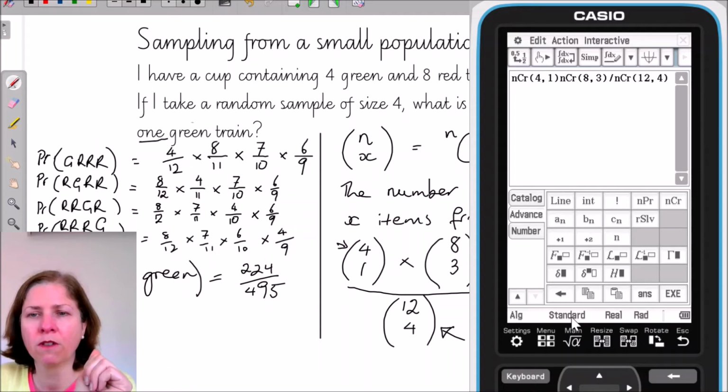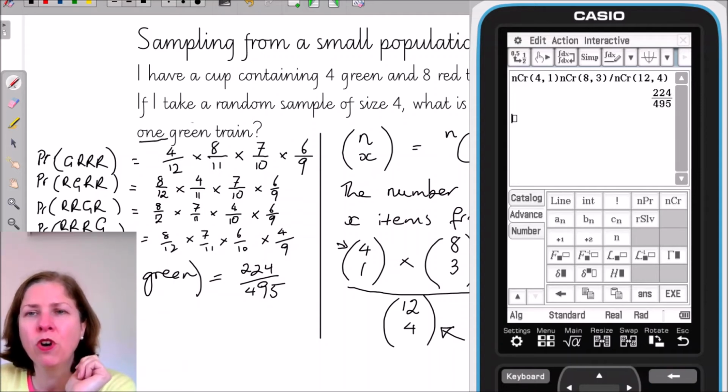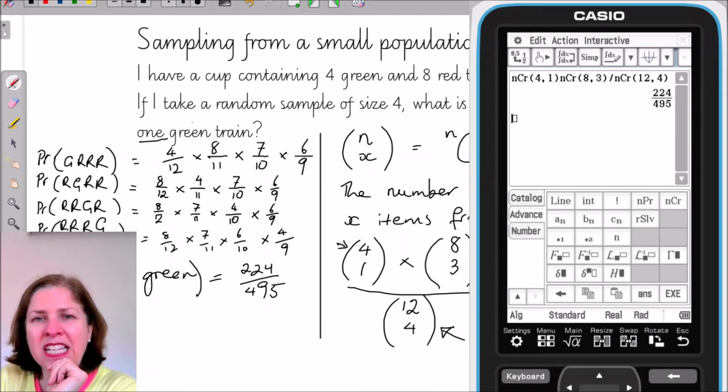And I want a fraction, so I hit enter. I get 224 over 495. Same answer as I got using this other method. So we're going to use this technique for calculating our probabilities for the following slide.